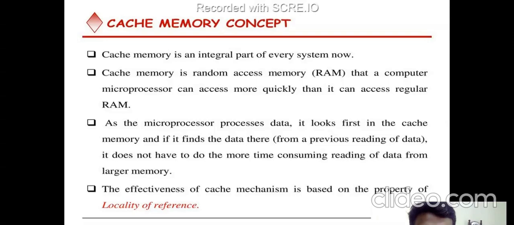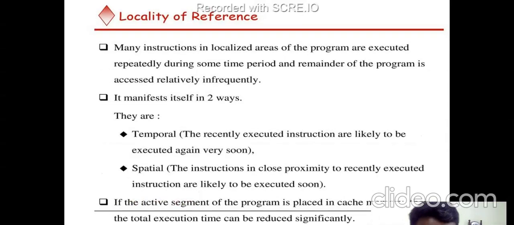A part of the main memory data is stored in the cache memory. How the cache memory stores that part of main memory is with the concept of locality of reference. This is how the data of main memory is stored in the cache memory. There are two types of locality of reference: one is temporal and the other is spatial.